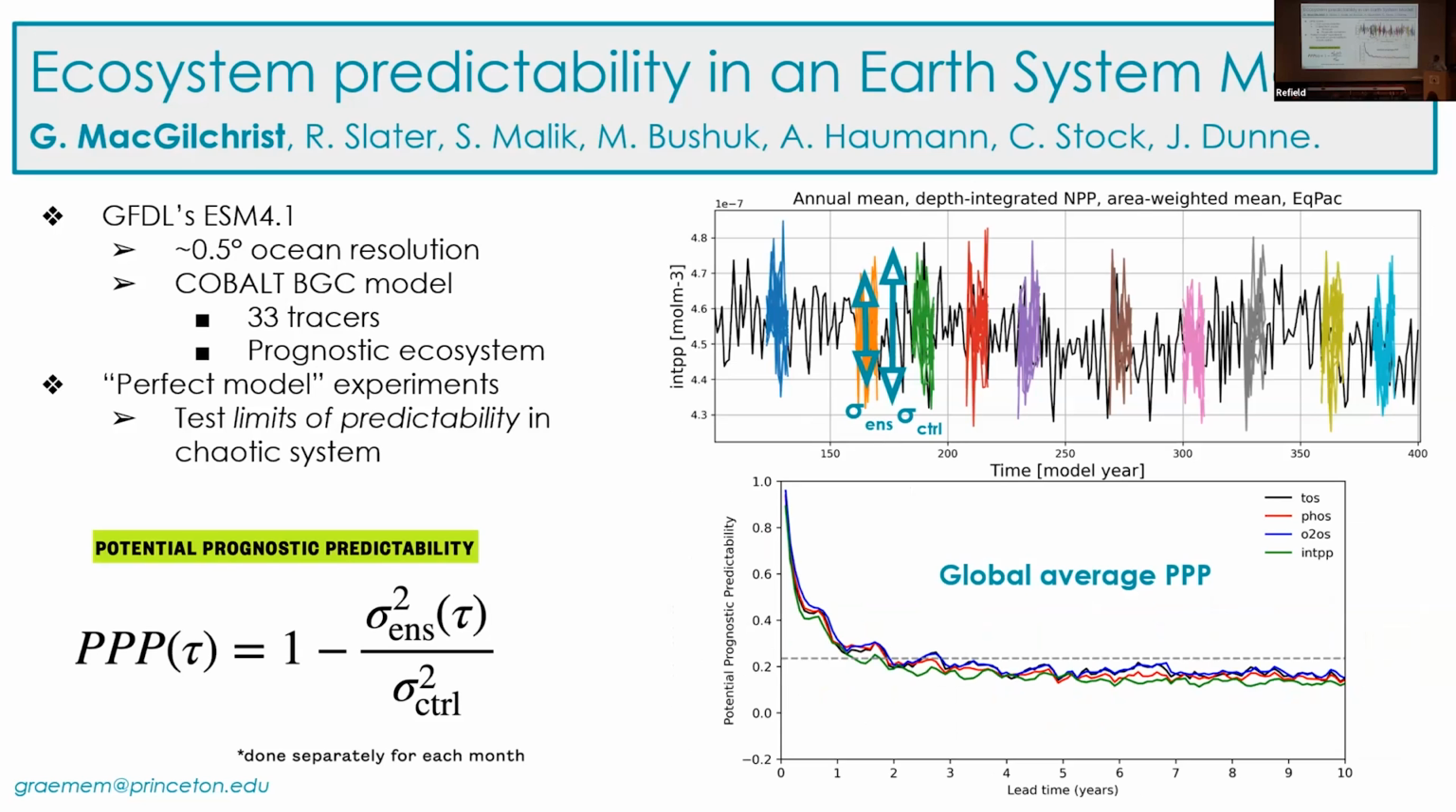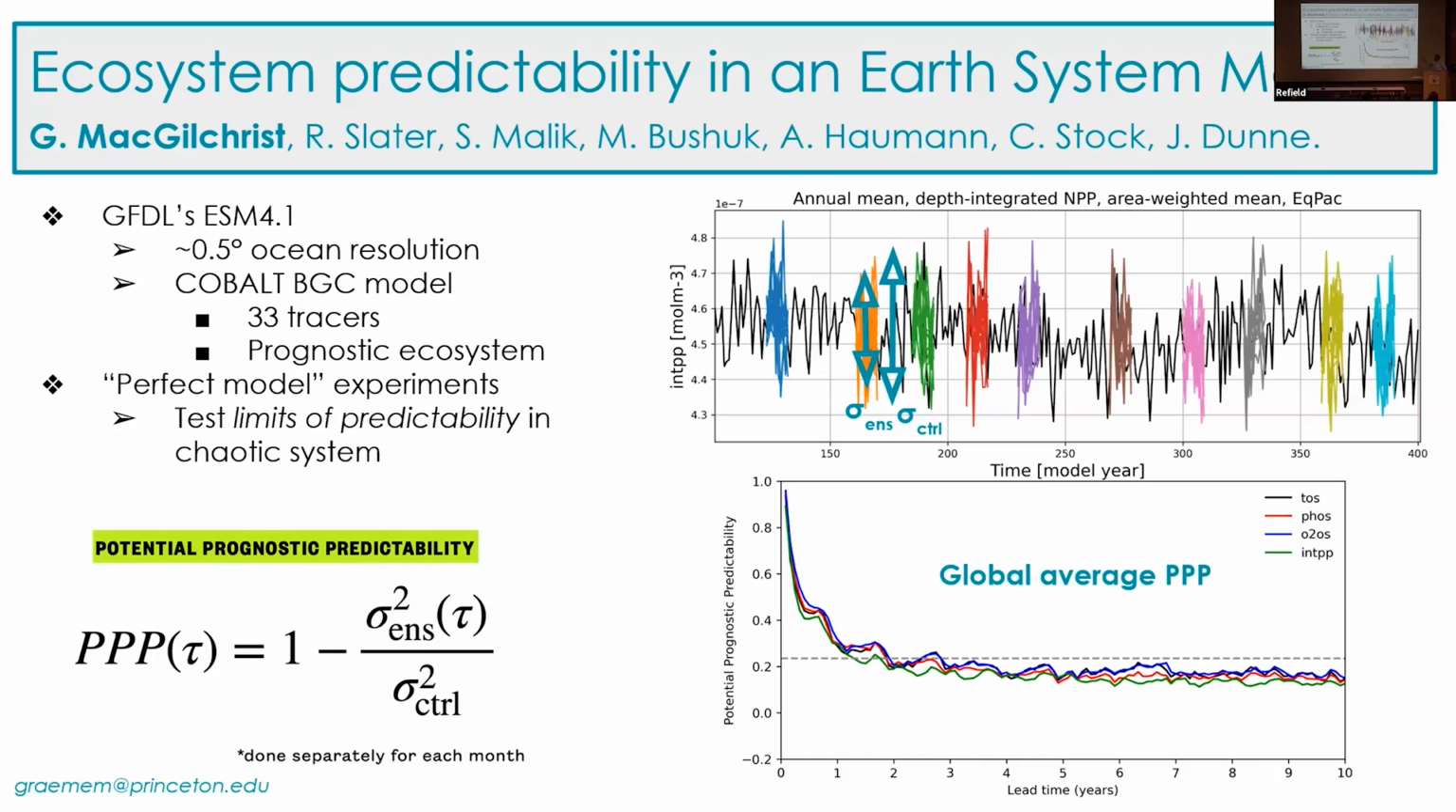So this is the PPP for NPP, the global average. It can vary between 1 when things are perfectly predictable and 0 when things are not predictable at all. In reality, there's a statistical threshold below which you would say the system is not predictable. This is the global average PPP for a variety of metrics: temperature, pH, oxygen, surface oxygen, and depth-integrated net primary production. The point at which the PPP drops below the statistical threshold line is what you would say is the timescale, or the predictability horizon, of the system. In this case, you can see that it's somewhere between 1 and 2 years in a global average.